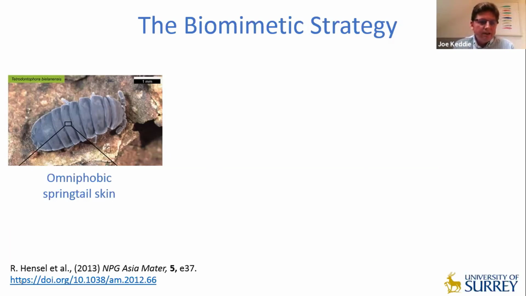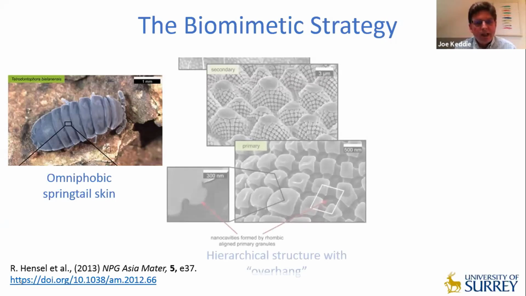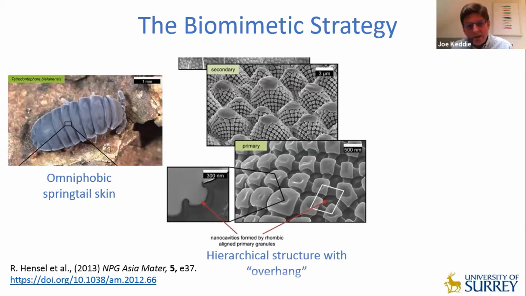So this is an example. You can see the reference here where some scientists looked at the structure of a type of insect called a springtail, and its surface, its skin, is omniphobic, so neither oil or water will wet it. And if you look at it under an electron microscope, you can see different hierarchical structure. So at the larger length scale, you can see these hill-like structures. And then if you zoom in, you can see there's an array of pads.